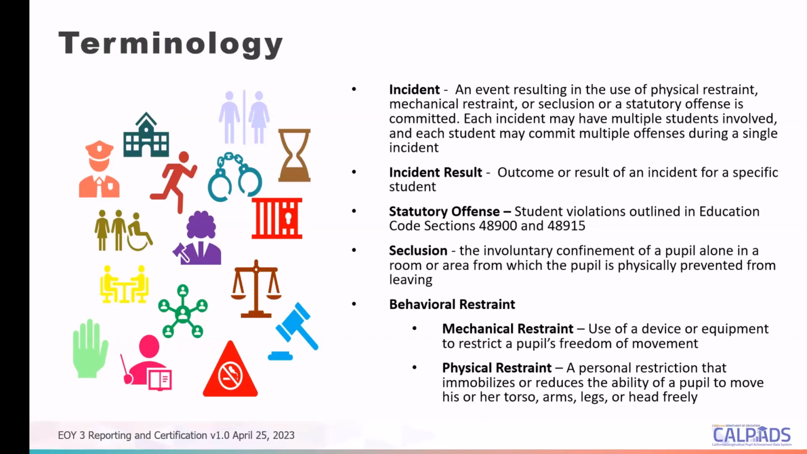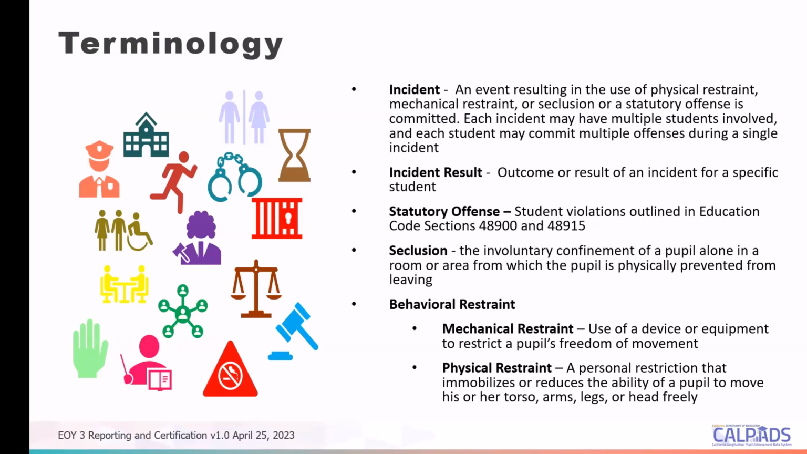All right, so incident. What is an incident? An event resulting in the use of physical restraint, mechanical restraint, or seclusion, or a statutory offense. Each incident may have multiple students involved. Each student may commit multiple offenses during a single incident. So we point out what an incident is. We try to define it because the reports related to incidents are focused on the incident. It seems that most of us are more focused on the offense and the result. But in terms of reporting, the incident guides those reports.